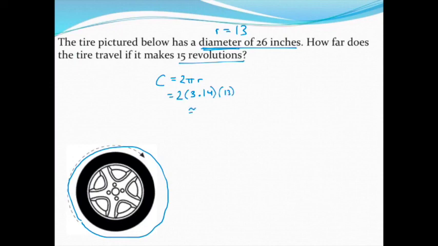When I multiply that together, I get an approximate circumference of 81.64 inches. So that's how far the wheel would rotate if it was spun one time.